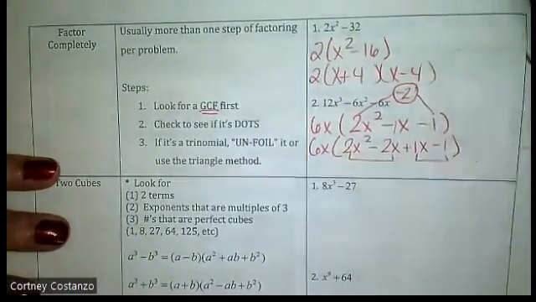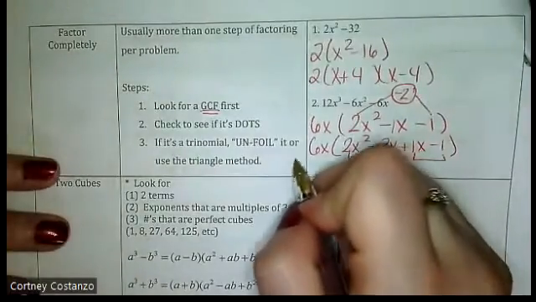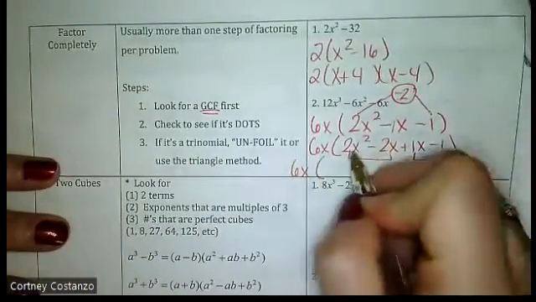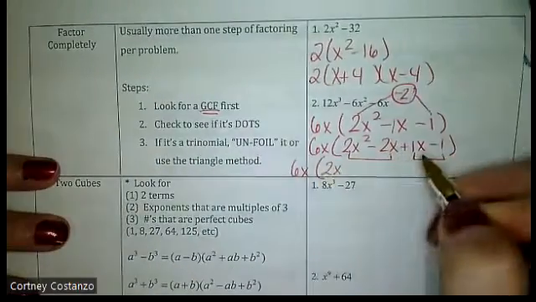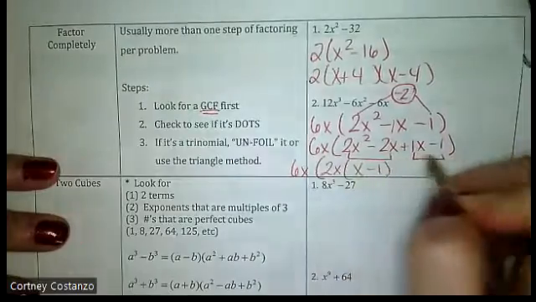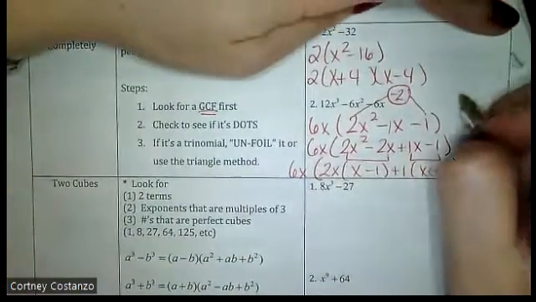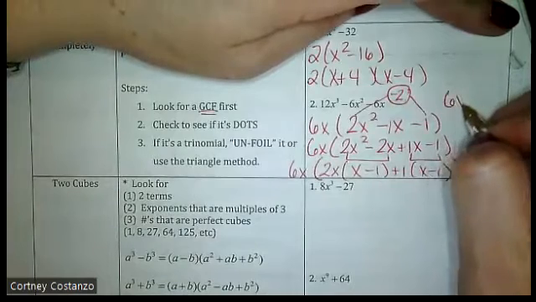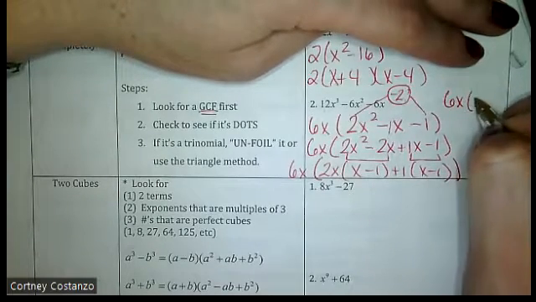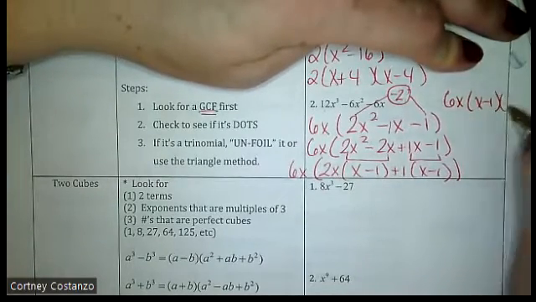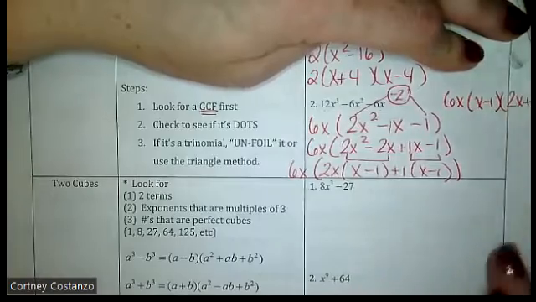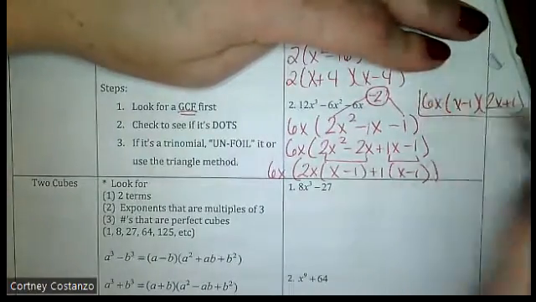Group it, just like we've been a couple times now. This is my GCF out front. These 2 have a common factor of 2x. These have a common factor of a 1. And so I can write my final answer of all 3 of my factors. 6x was my original GCF. X minus 1 was my common binomial, and then 2x plus 1 becomes my remaining binomial factor.